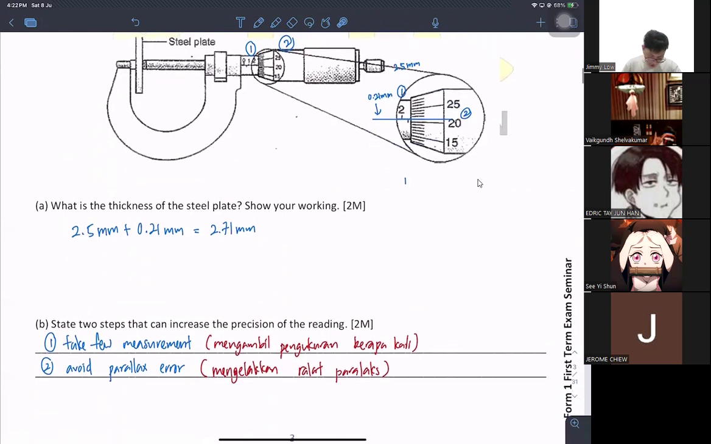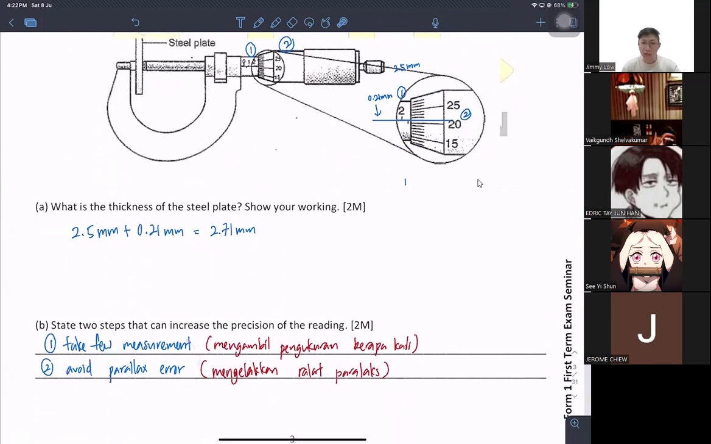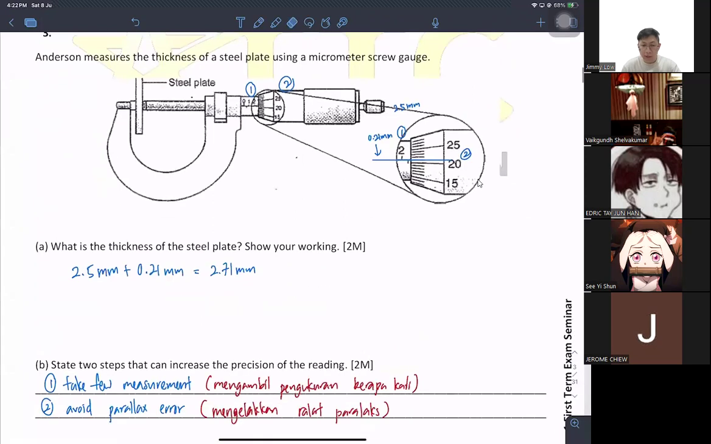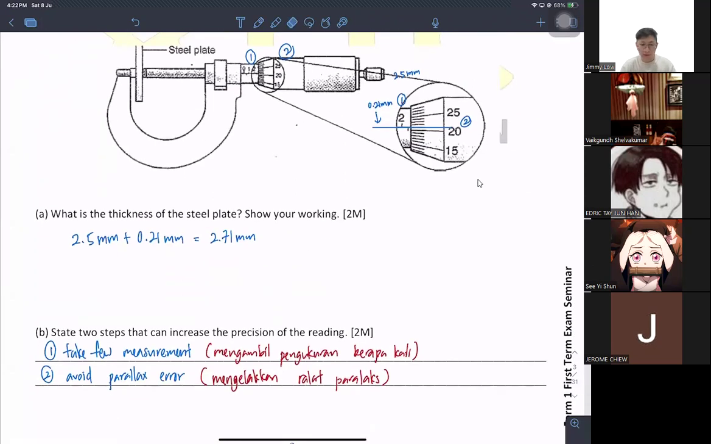Also can. Or you avoid the parallax error. As I said, for parallax error, you have to take the reading from your side according to this angle. It is correct if you take the reading from this angle. If you take the reading from this angle or from this angle, it is considered as parallax error, and you're going to get the wrong reading. So you have to avoid the parallax error.